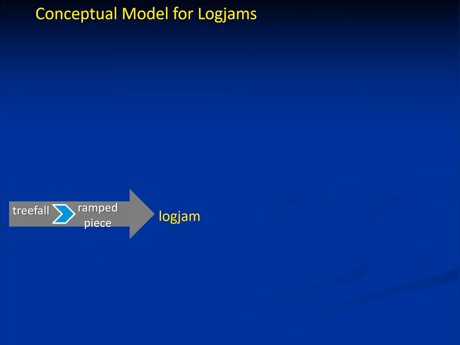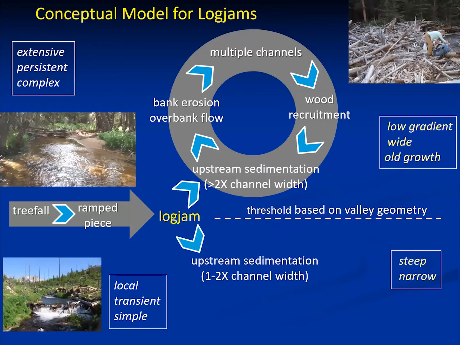If you're in a wide, shallow portion of the valley, you have a very different effect. So the backwater and upstream sedimentation extend farther upstream if it's a low gradient, as you see in the photo at the upper left. That aggradation associated with that backwater pool is likely to create enhanced overbank flow and lateral channel movement or bank erosion.